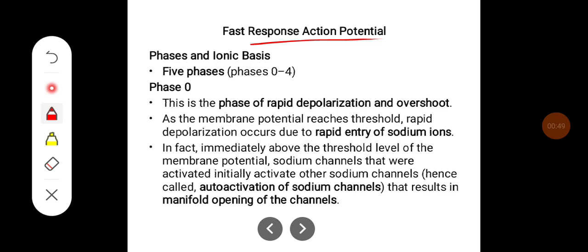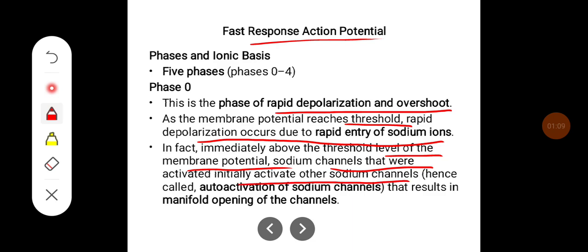In phase 0, this is the phase of rapid depolarization and overshoot. As the membrane potential reaches threshold, rapid depolarization occurs due to rapid entry of sodium ions. In fact, immediately above the threshold level of the membrane potential, sodium channels that were activated initially activate other sodium channels, and hence it is called as auto-activation of sodium channels that results in manifold opening of the channels.